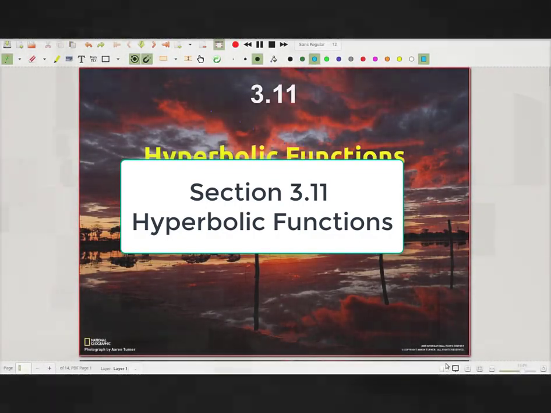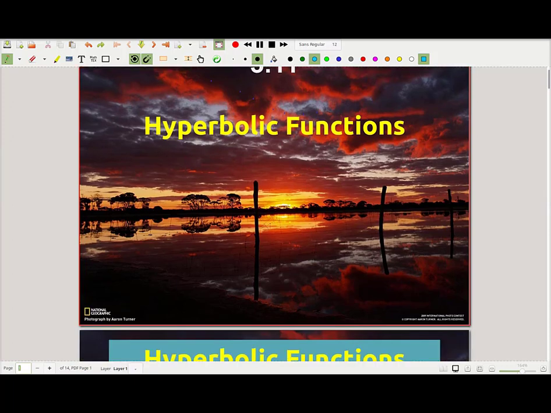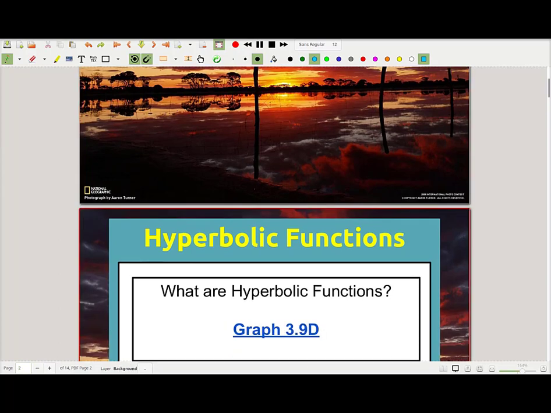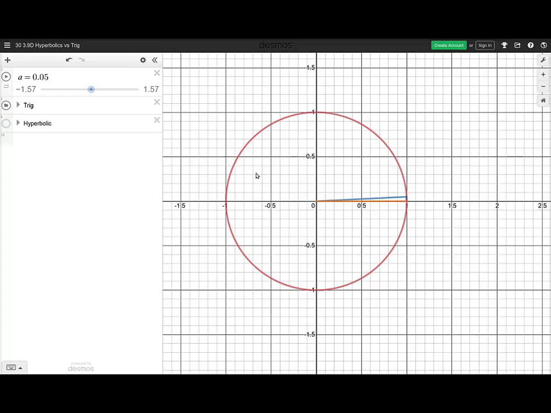3.11 hyperbolic functions. This is probably something a lot of you haven't seen before, but it's very similar to trig functions. If you remember when you started talking about trig functions, it may have been a little daunting, just because it's a new type of function. This is new, but it's kind of like trig functions. So don't fear.